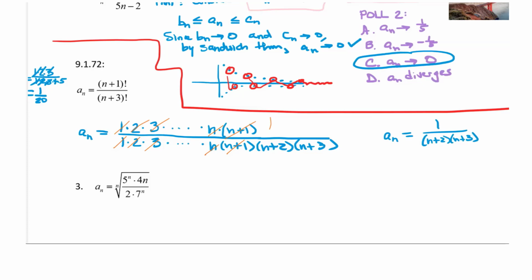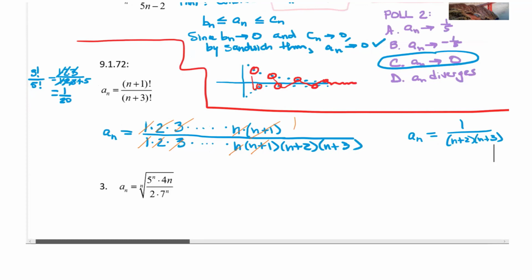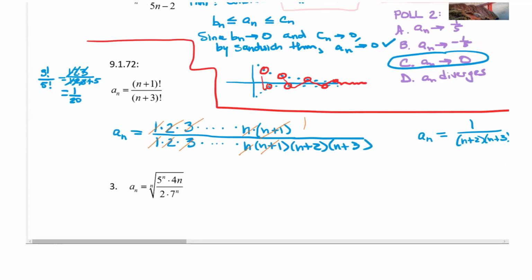All right, now that we have it written in this format, what do you think? Do you think the sequence is going to converge or diverge? In other words, do you think there is a limit as n goes to infinity, or no? Okay, Sierra thinks it converges. I agree. What do you think it converges to?